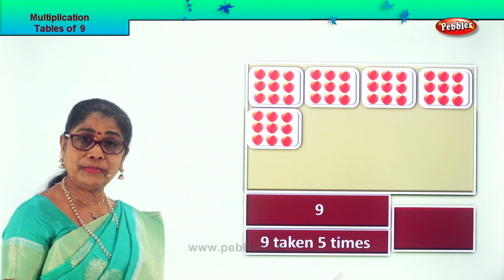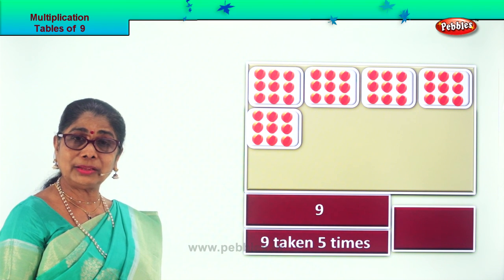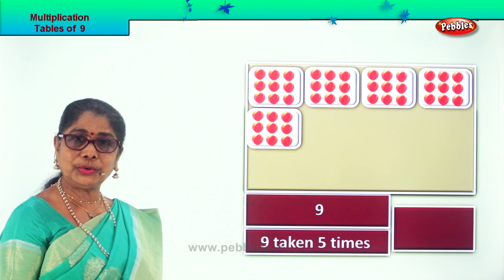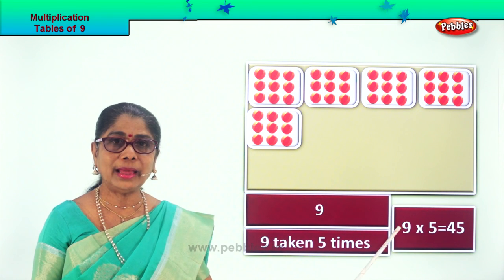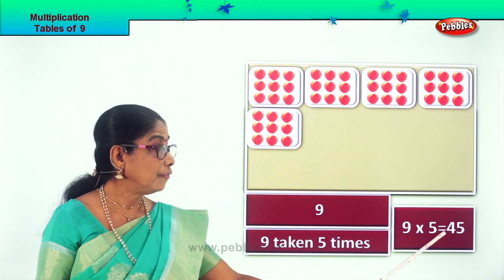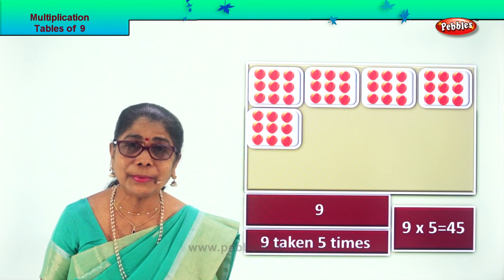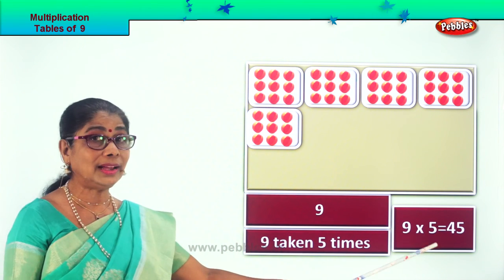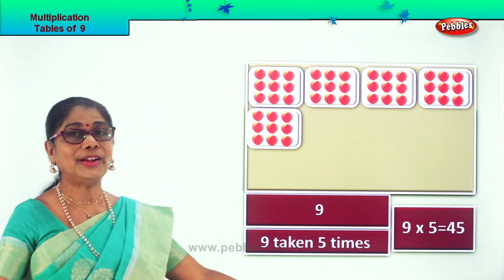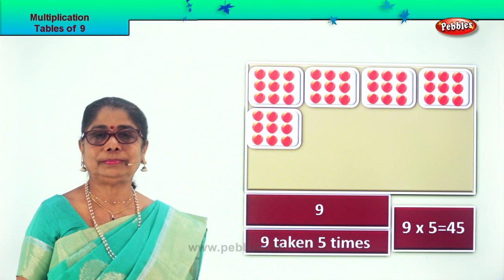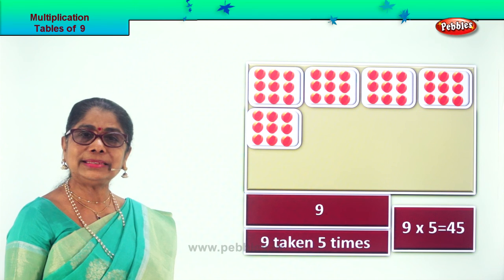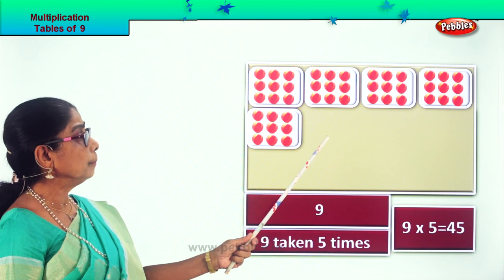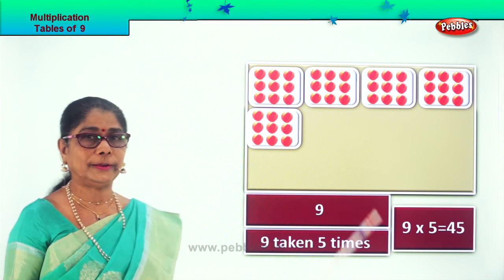9 into 5 or 9 times 5 is 5 times 9 is equal to? Good. 9 into 5. 9 fives are 45. What is 9 fives are? 45. 9 fives are 45. 9 into 5, 45. Good. Are you enjoying building up 9 times table? Let's take another box of 9 balls and put it here.